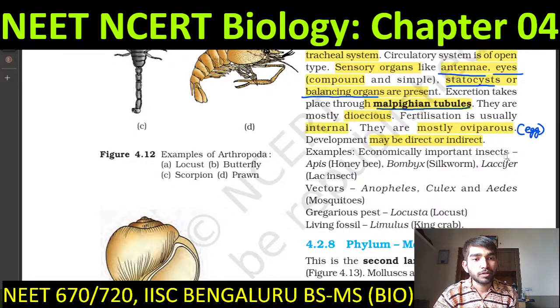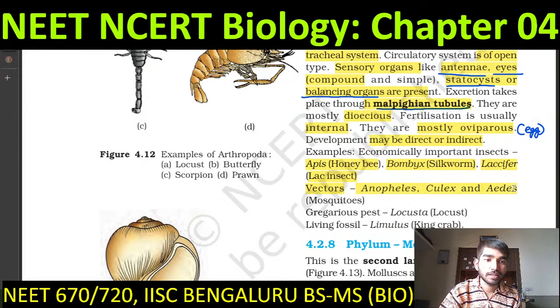So, economically important insects are Apis, which is honeybee. Just remember the generic name, like the genus name of all these commonly known insects. Most of this you would have heard, but just remember the generic name also. Generic meaning the genus name, not common. Bombyx is silkworm, Laccifer is lac insect. So very easy to remember. Apis you would have heard many times for honeybee. Bombyx is silkworm, you just have to know this. Laccifer, the name is there in the genus name itself. Laccifer is lac insect.